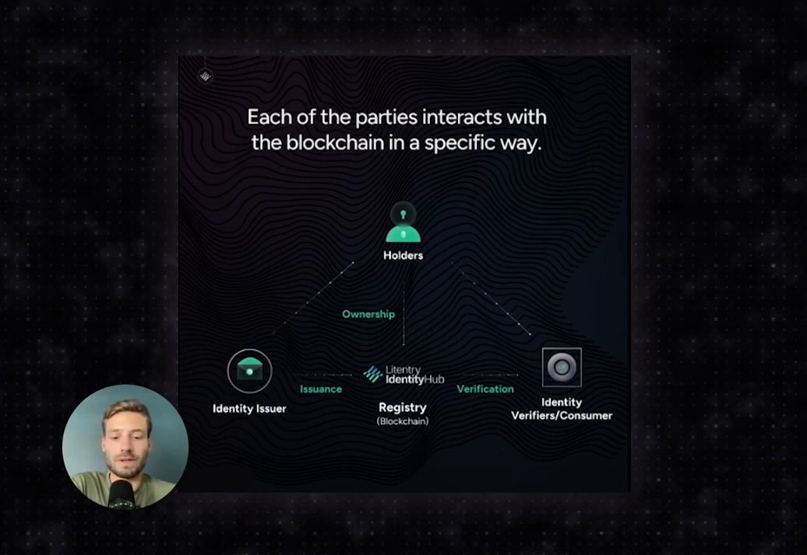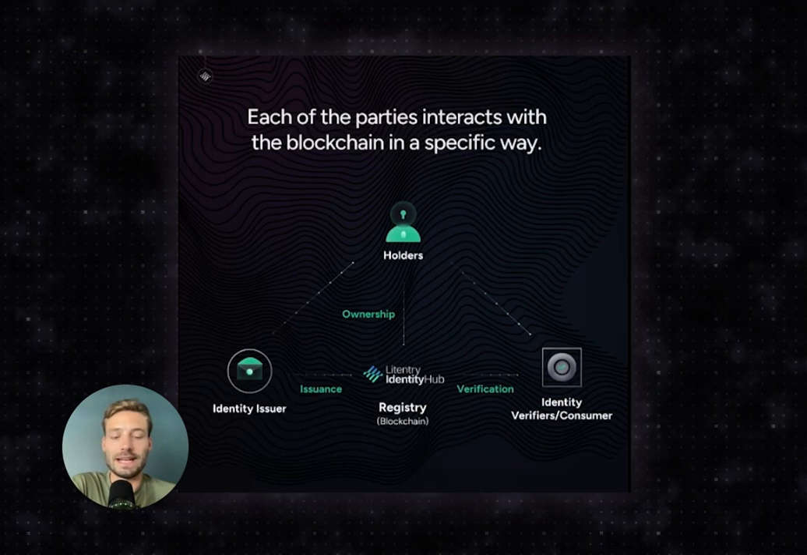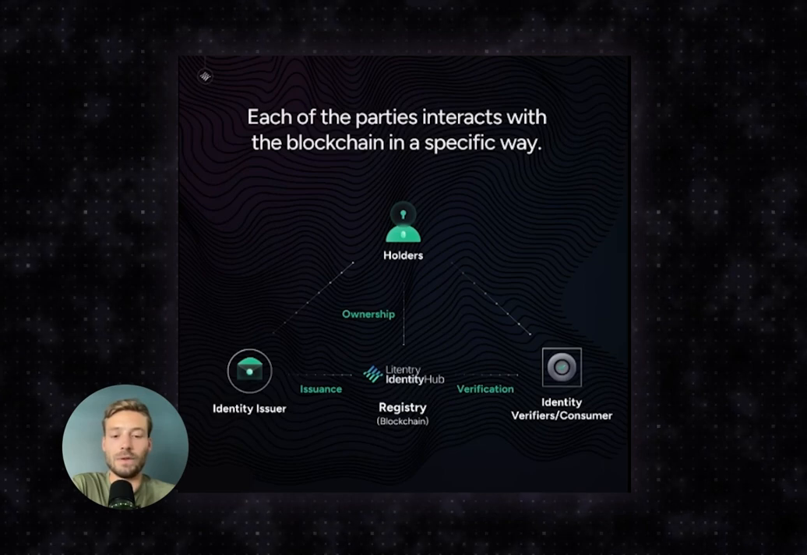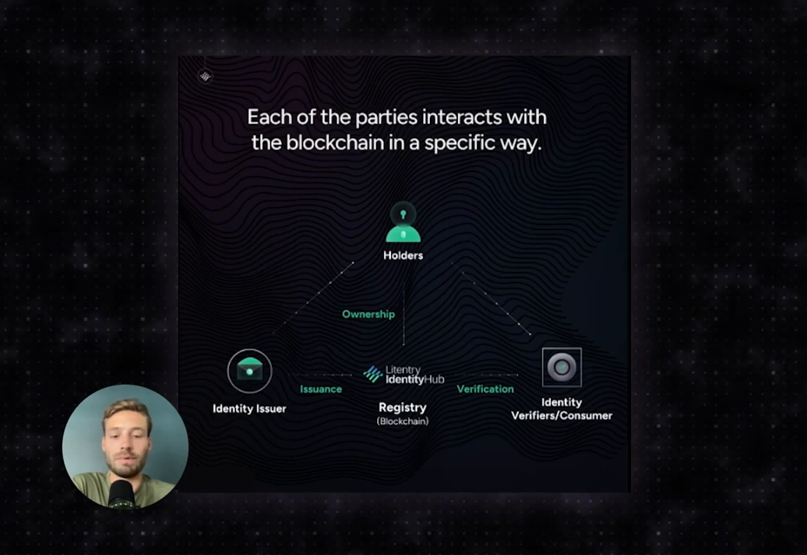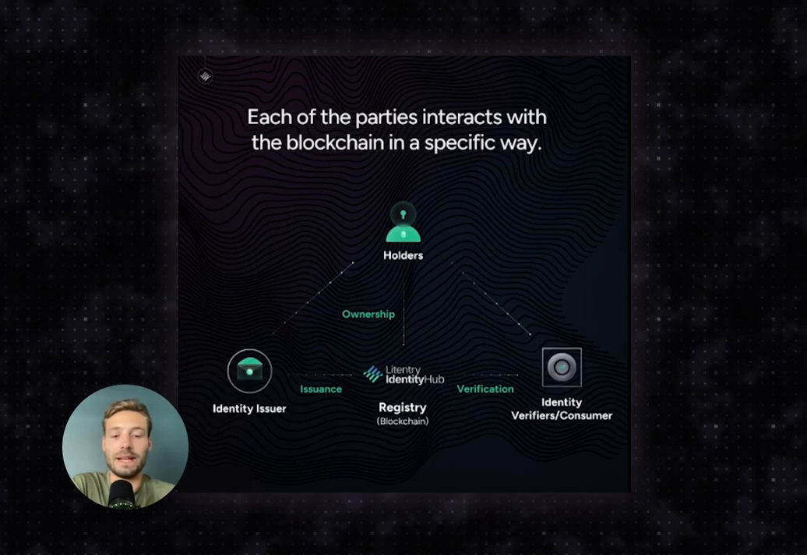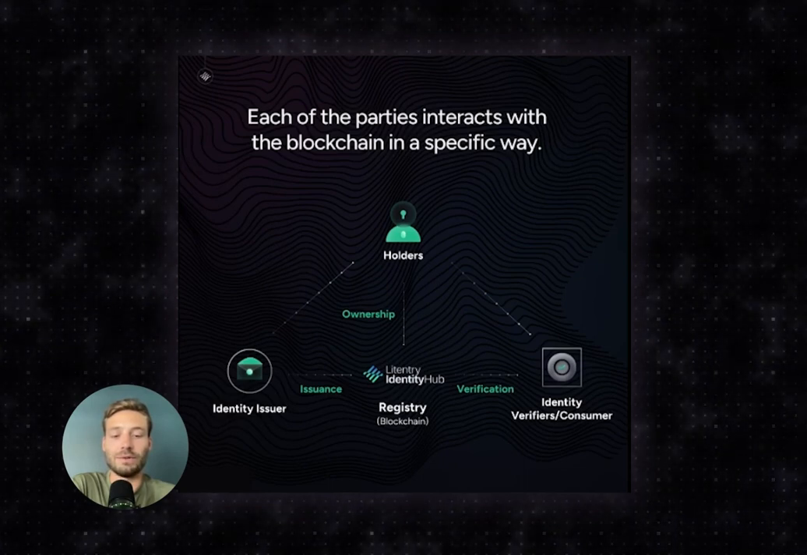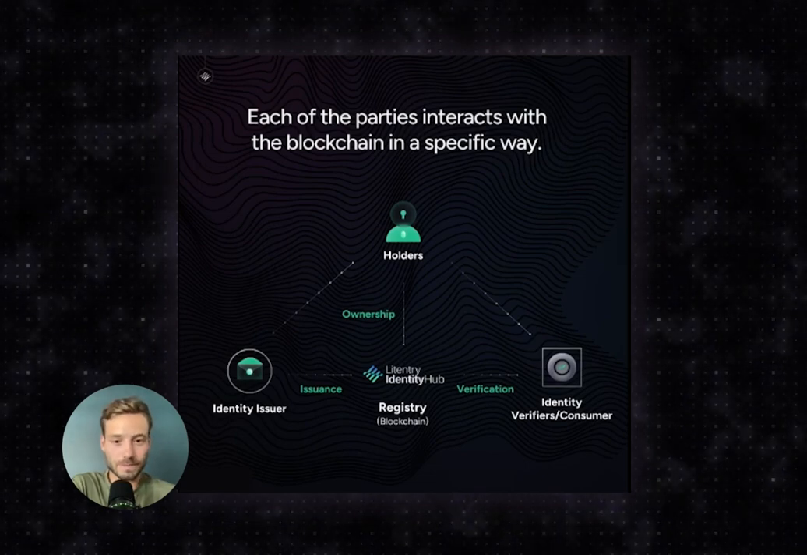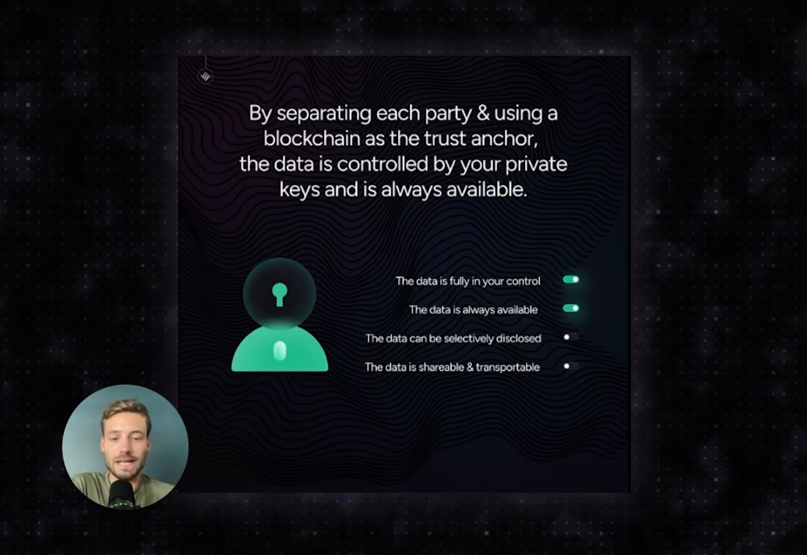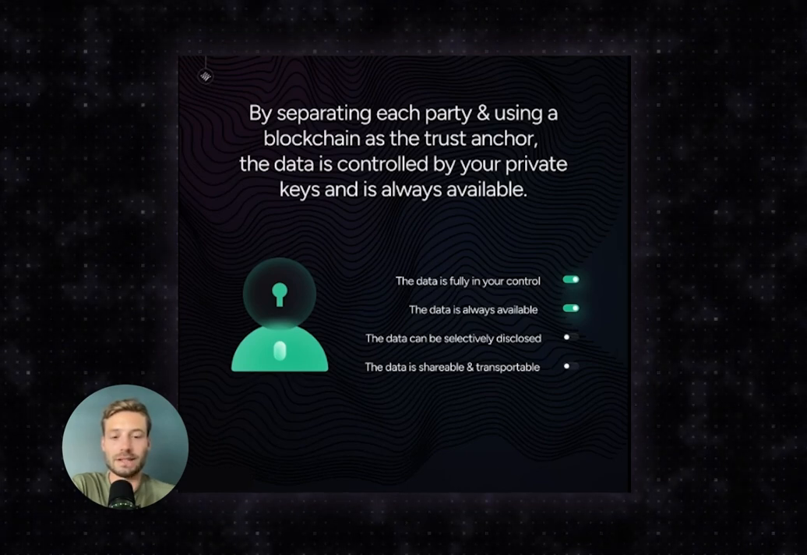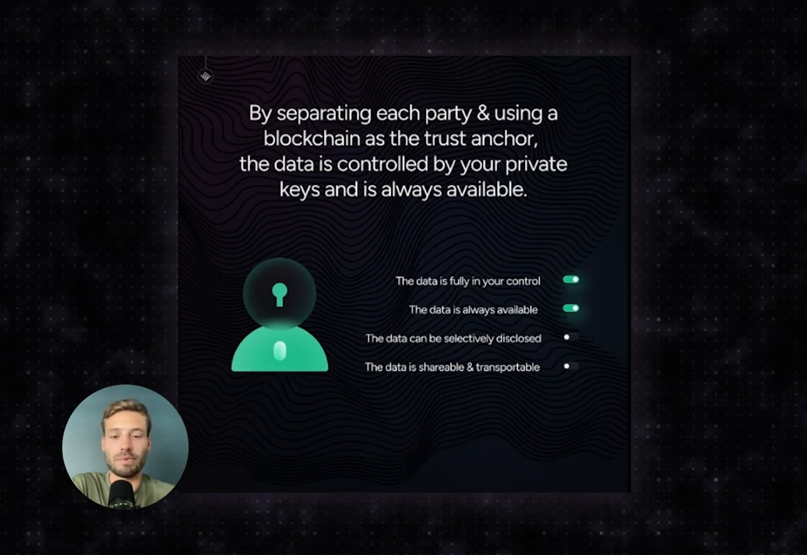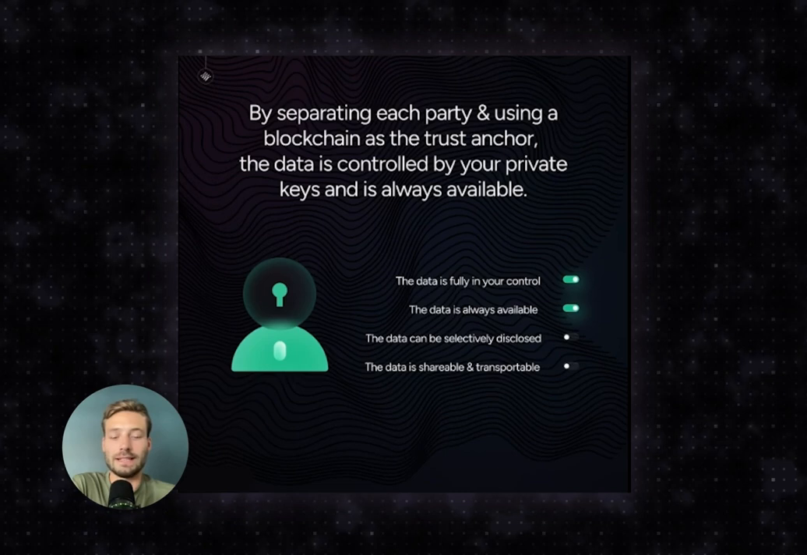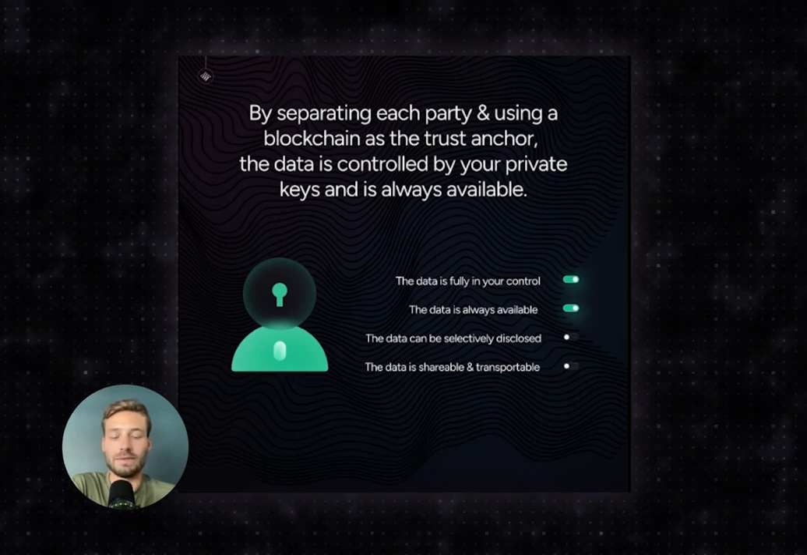Alice wants ownership over her data, and she uses Litentry as an identity issuer to issue statements or credentials about her identity onto the Litentry blockchain. The Litentry blockchain acts as a registry that the identity verifier or consumer can read and verify against. By separating each of the parties and using a blockchain as a trust anchor, the data is controlled by your private keys and is always available.